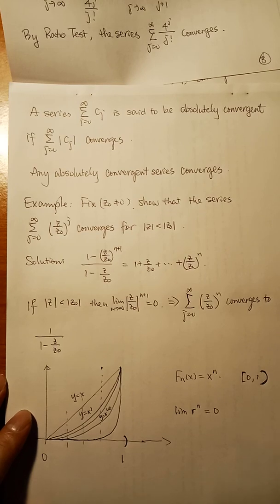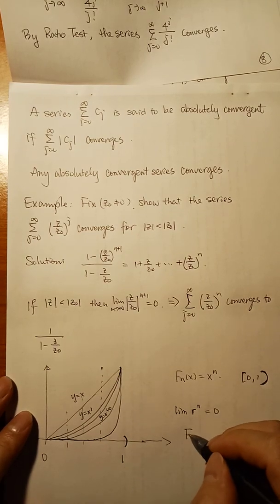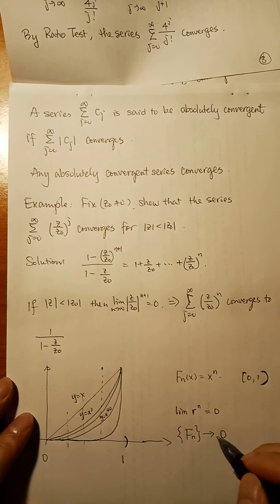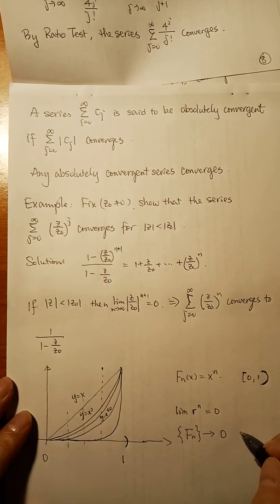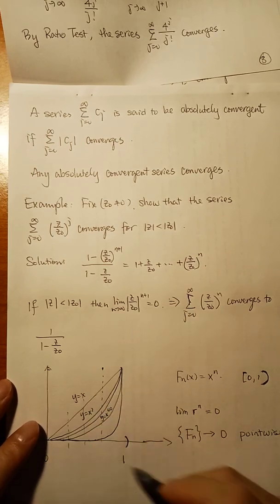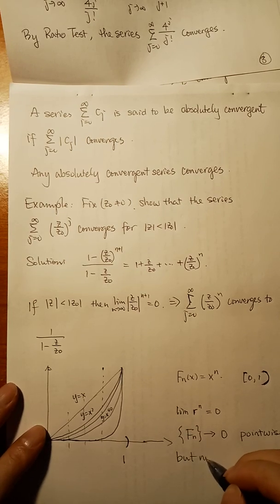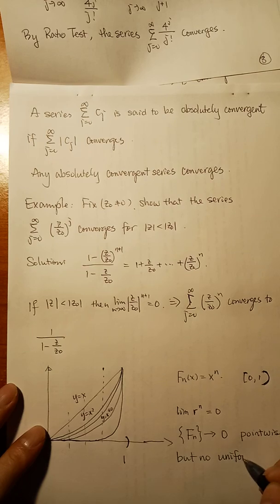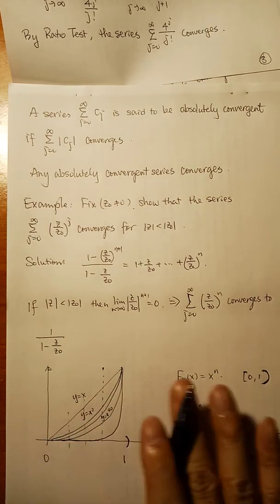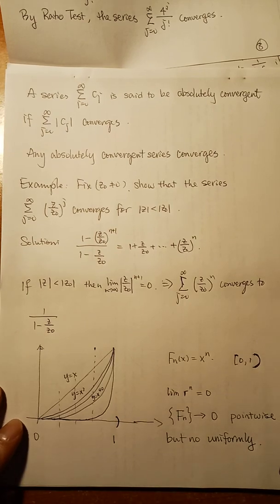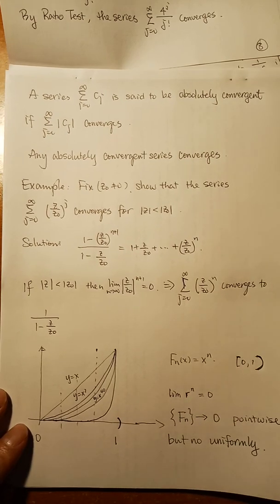So we say the sequence of functions Fn converges to 0 point-wise. For every point, it will converge to 0, but not uniformly. They have totally different, uncontrolled speeds, so that's not uniform. It's point-wise, but not uniform. Okay.